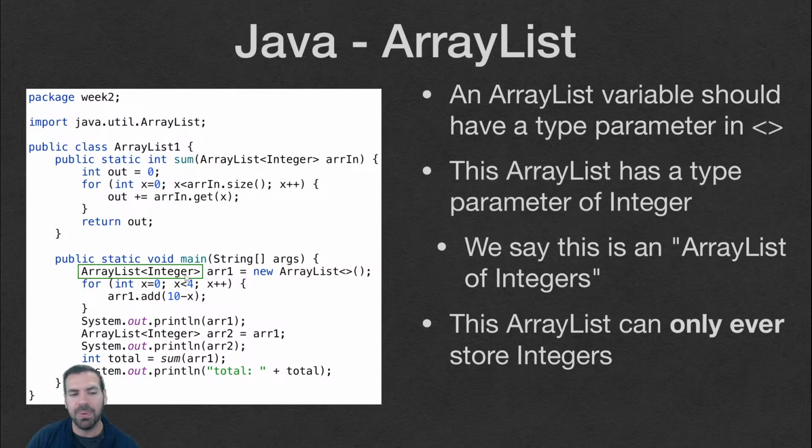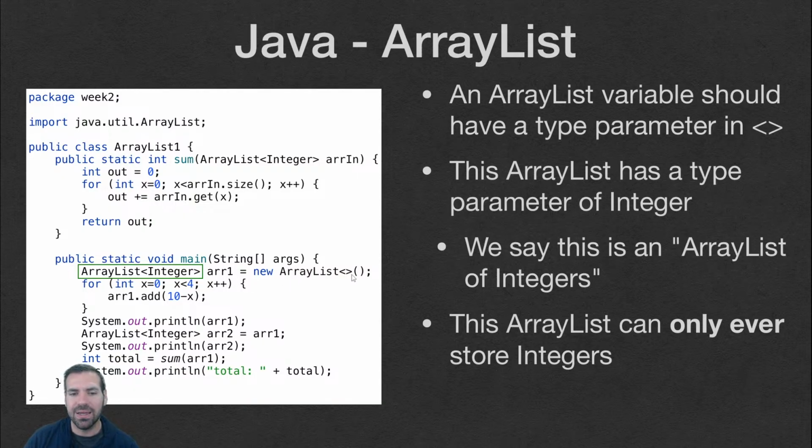And if I try to put a double or a string or a boolean into this array list, it's not going to work for me, because this array list can only ever store integers. And you do have to specify a type. You have to specify what type that array list is going to store, in this case, integer. So whenever I add to it, it better be an integer.